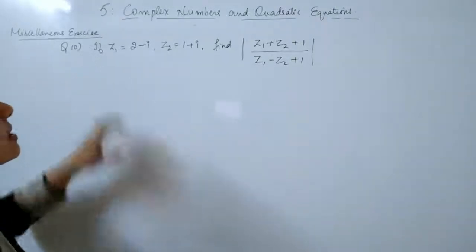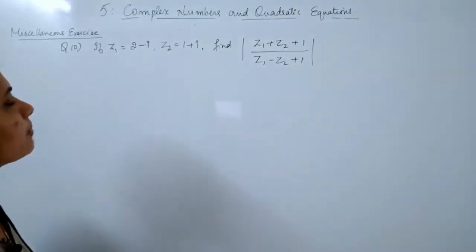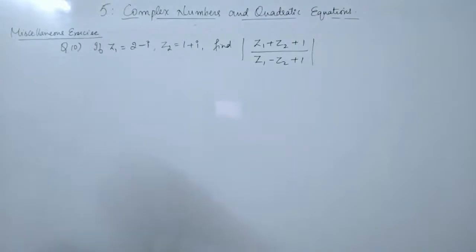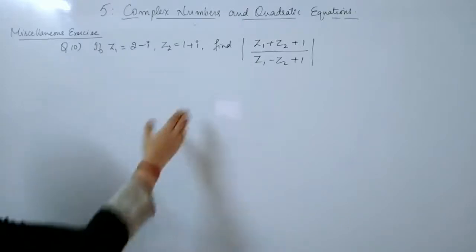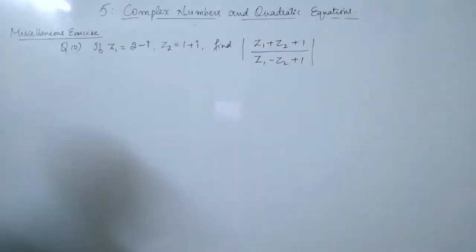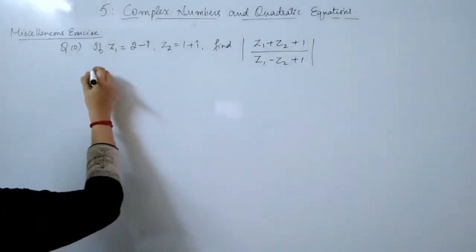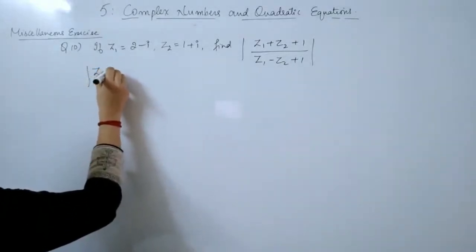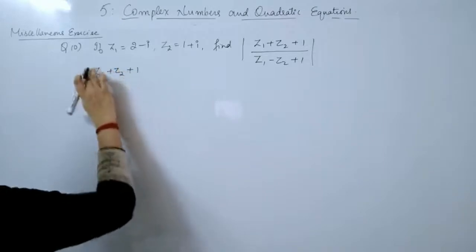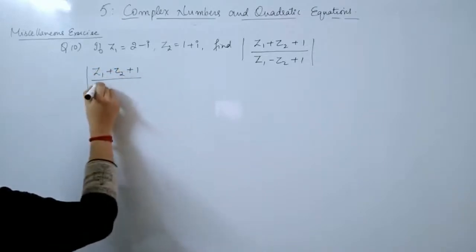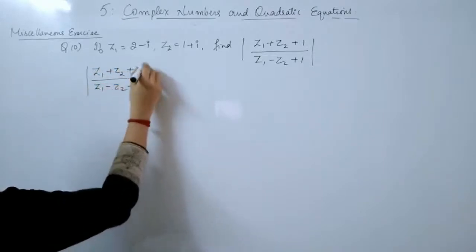Question number 10 is, if z1 equal to 2 minus I, z2 equal to 1 plus I, find the value of modulus of z1 plus z2 plus 1 divided by z1 minus z2 plus 1. So you should know what is modulus of a quantity when it is a plus ib form. So first we will convert the given question in a plus ib form, then only we can find the modulus.